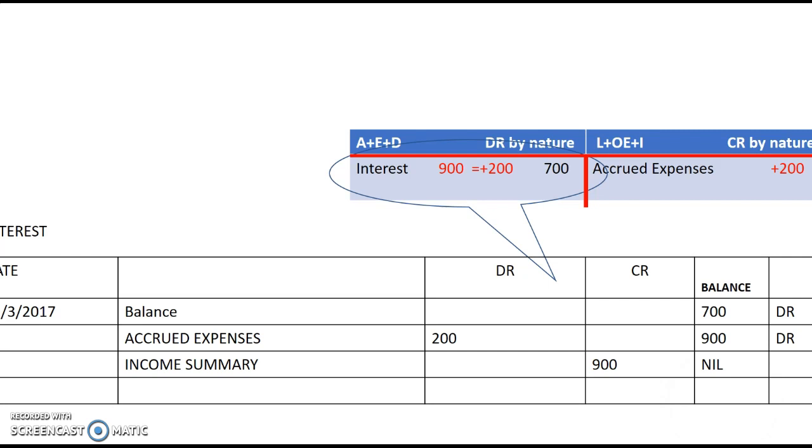How do I get rid of 900 debits? I put 900 credits against them and effectively move those debits into an income summary account where I gather together all my income and all my expenses to work out what my profit is. Hopefully that helps, and we'll go on and do some more balance day adjustments using those same rules later on.